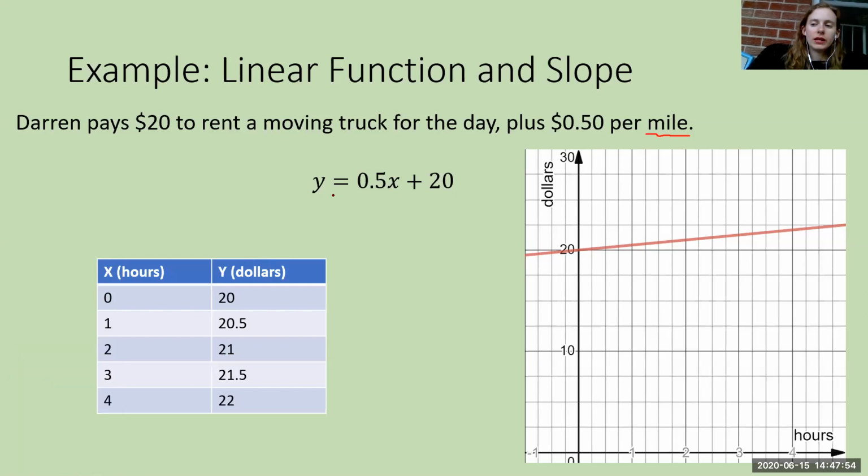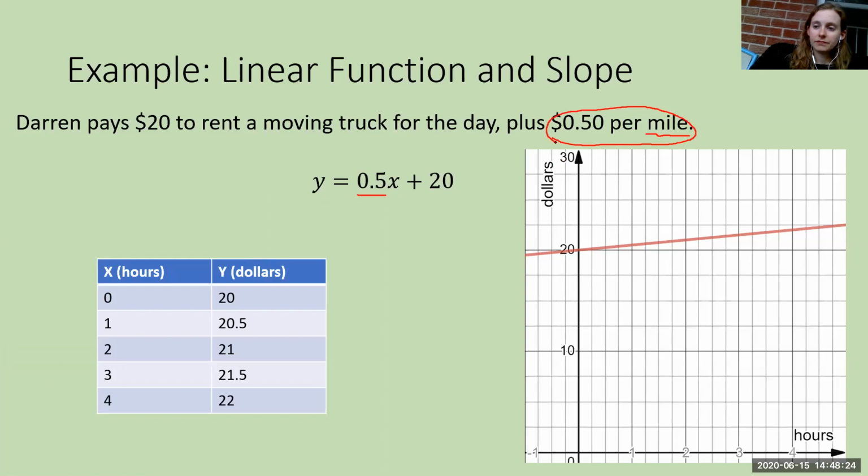So if I was trying to identify the slope of this linear function, I think it's easiest to do that looking at the equation, right? We look at the equation, we're just looking for that number that's getting multiplied with the x, and that's right here. So the slope of this relationship is 0.5. Another way of saying that is the slope of this particular relationship is 50 cents per mile.